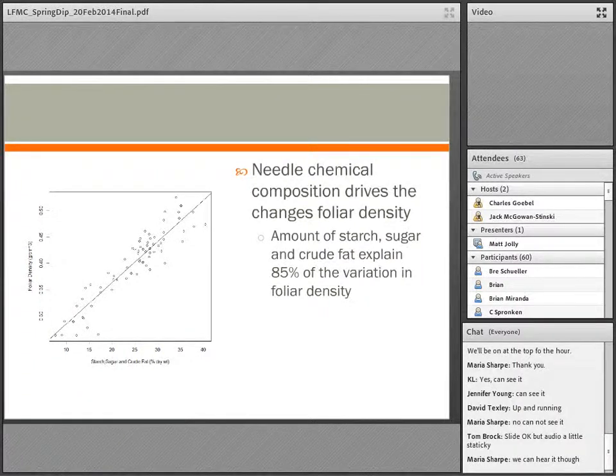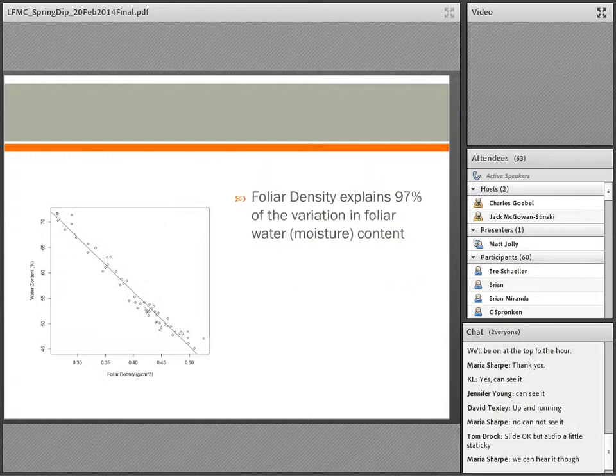And so if we look at the starch, sugar, and crude fat explaining the foliar density, the next interesting part is that the changes in foliar density explain 97% of the changes in the actual foliar moisture content.